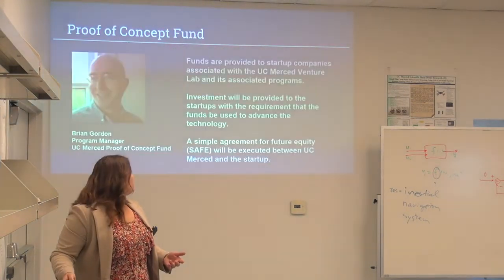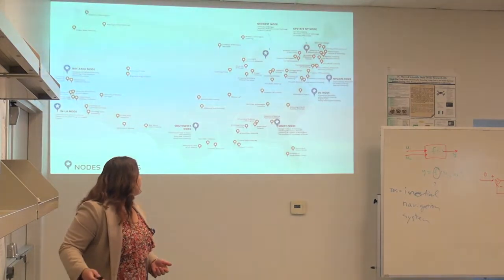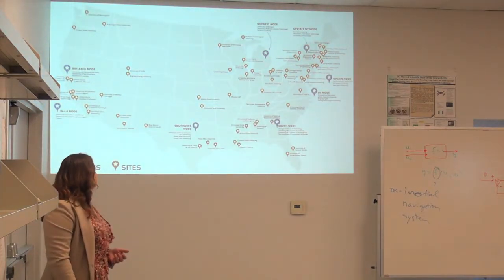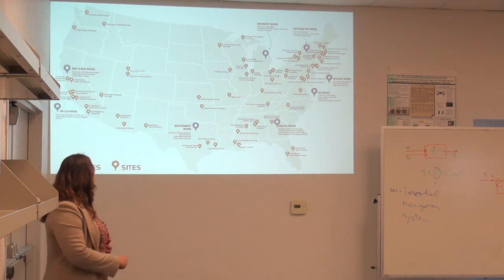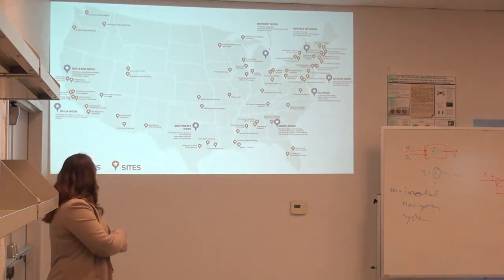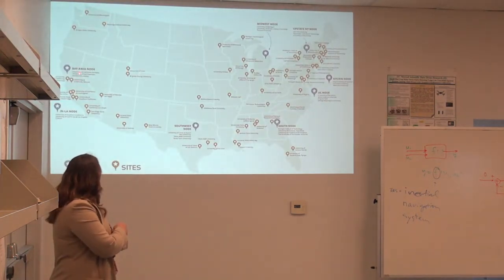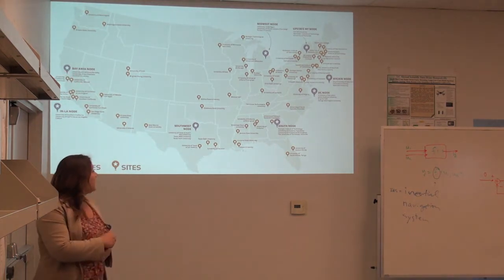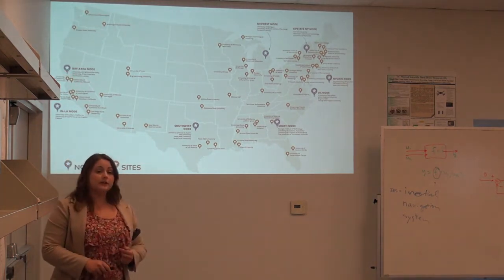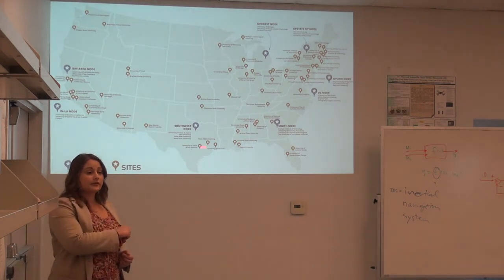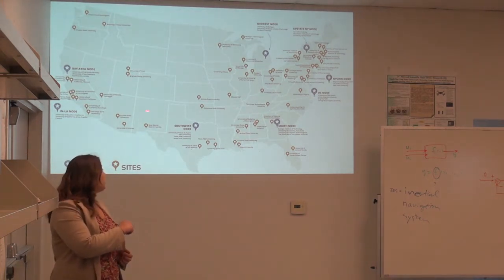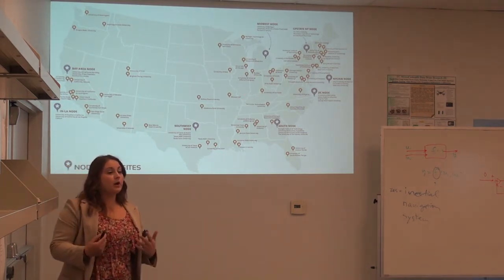Sites and nodes. So this is a map of all of the sites and nodes across the United States. There's about 70 sites. There's us right here. We actually belong to the Bay Area node. The purpose of this, really, is to connect all of these universities, all of these people together, all of these nodes, to help them talk to the market.